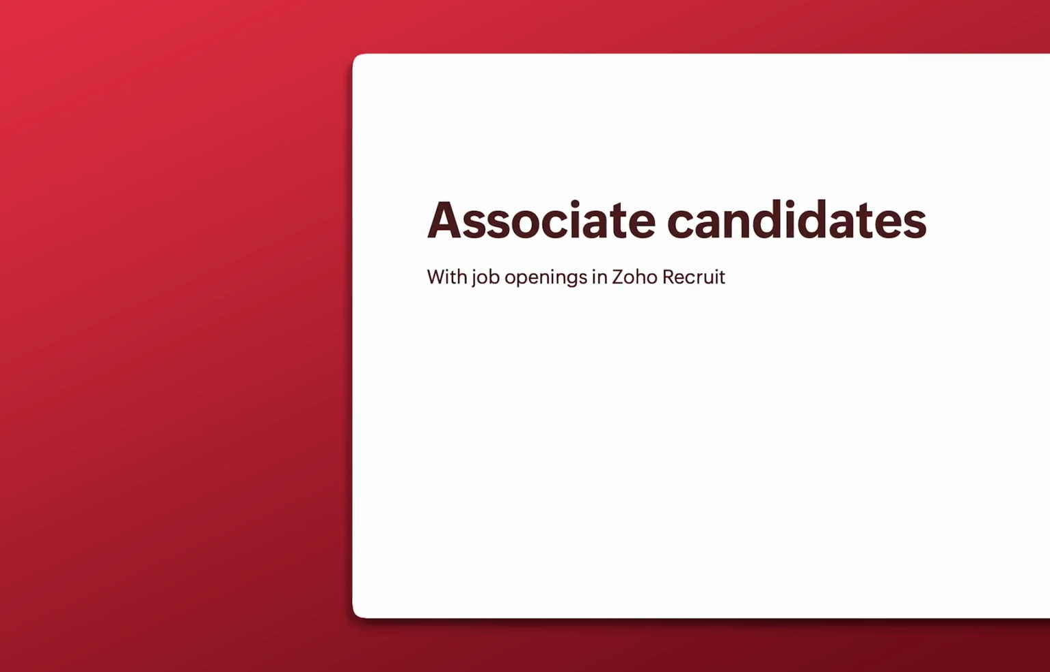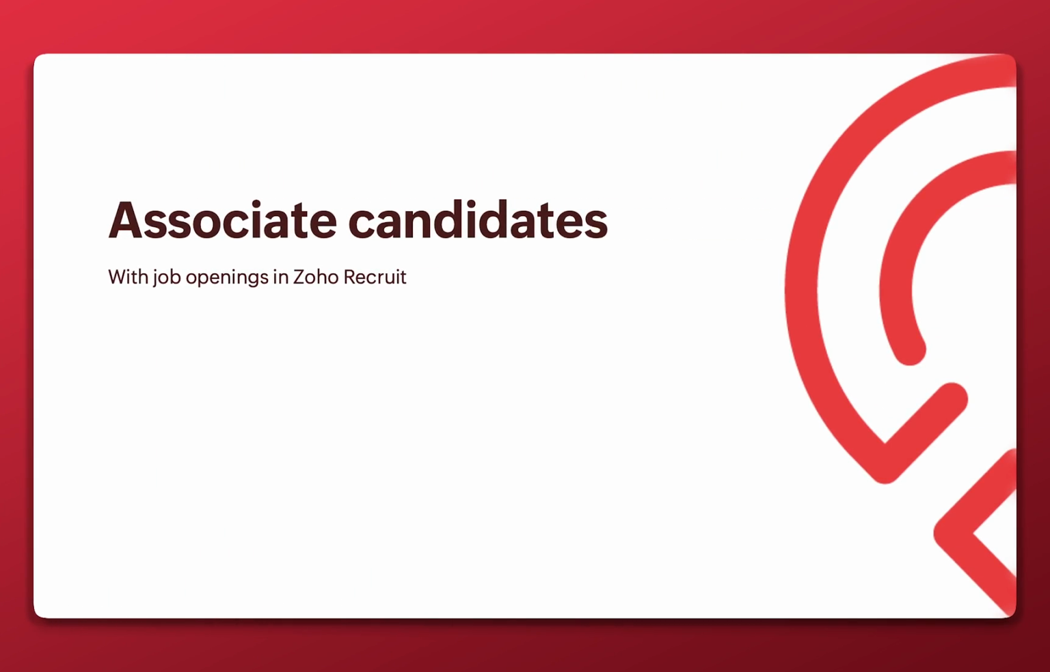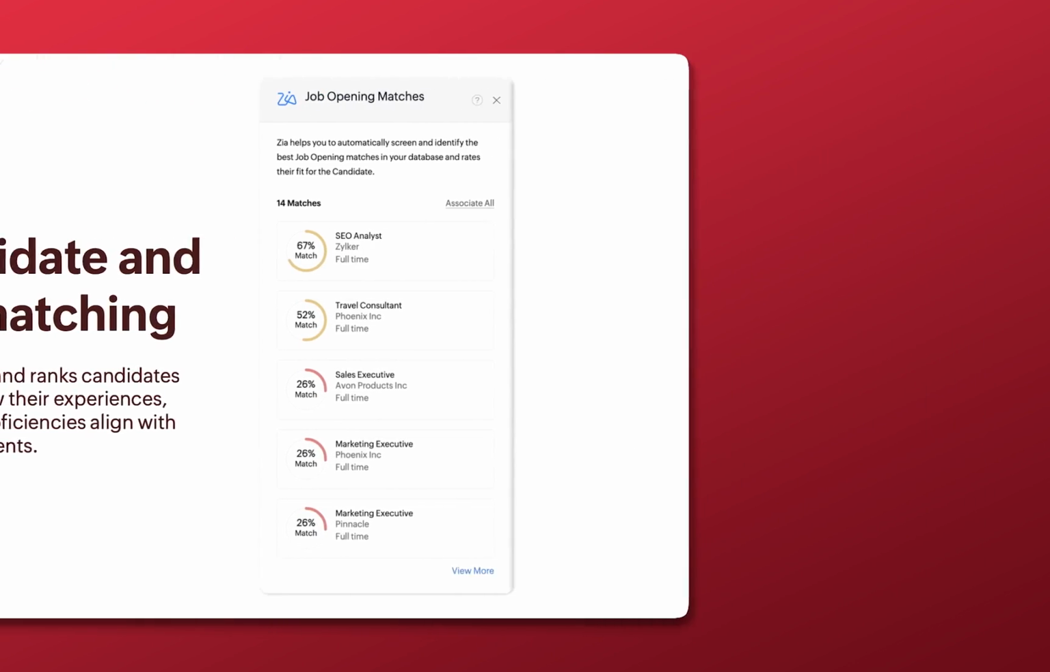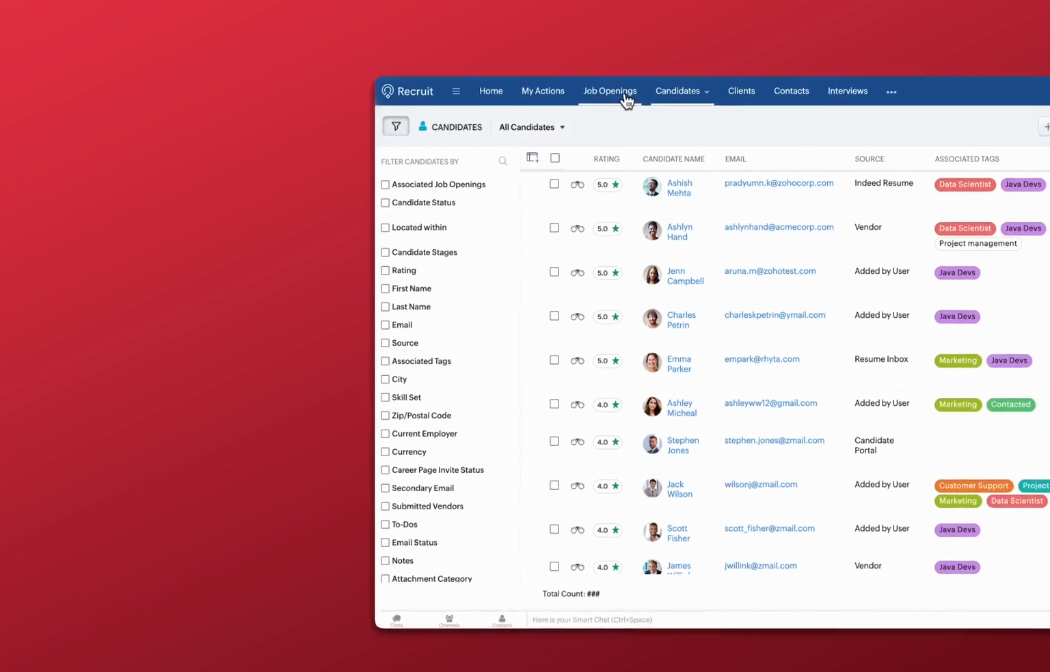Now, to sum it all up, we have set up the account, added users, imported data, and finally sourced and added candidates. The next step is to associate the candidates with the job openings. And the smartest way to get this done is by using Zia, Zoho's AI assistant, which uses candidates' skills to match them with their ideal jobs. It also generates a match score to show how good a fit they might be for the job from the candidate module. So let's see how Zia works.